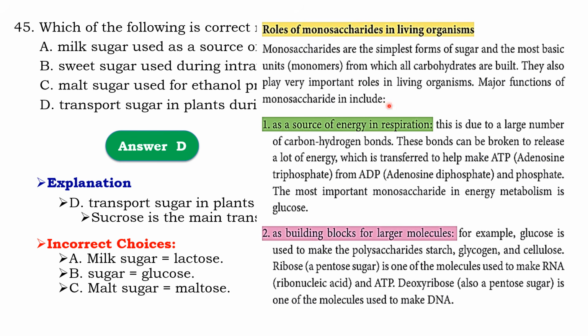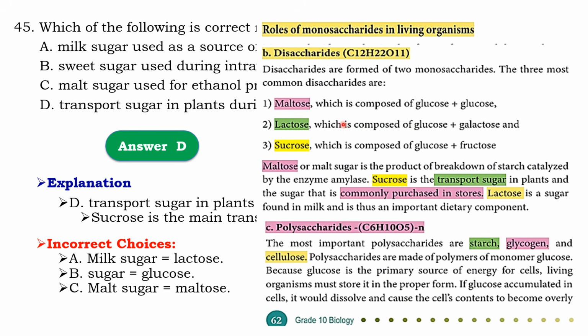So read about the role of monosaccharide in living organisms, and also look at the disaccharide sugars. Sucrose is composed of glucose and fructose. So sucrose is a transport sugar in plant, and the sugar that is commonly purchased in store. So the answer should be D.